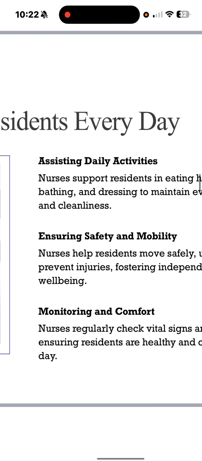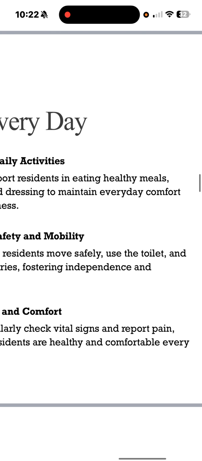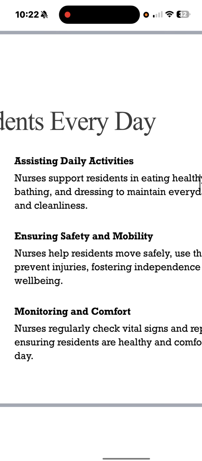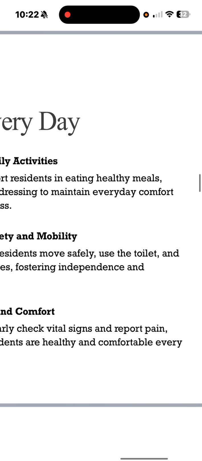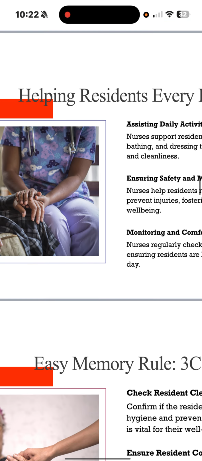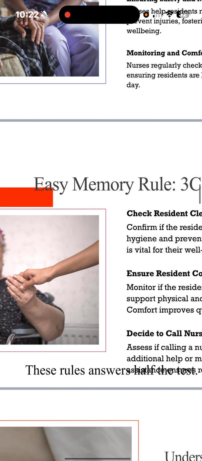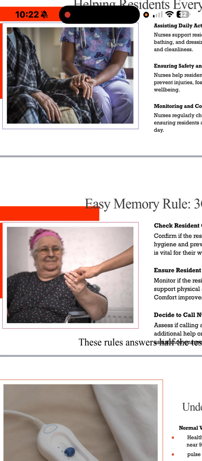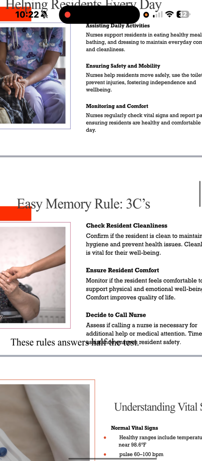Let's look at monitoring and comfort care. Nurses regularly check vital signs and report pain, ensuring residents' health and comfort every day. Okay? Helping the resident every day. Let's look at this. That's a beautiful resident. We are giving comfort. Easy memory rule, which is the 3 C's. The 3 C's we're going to remember.